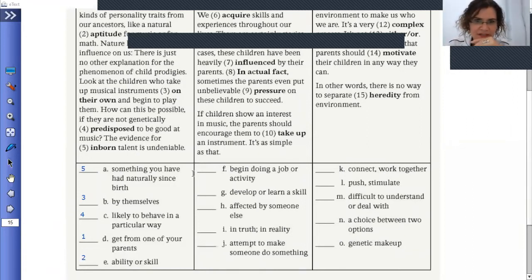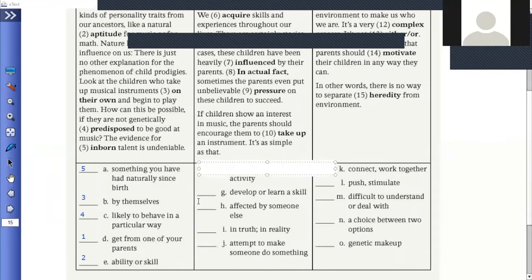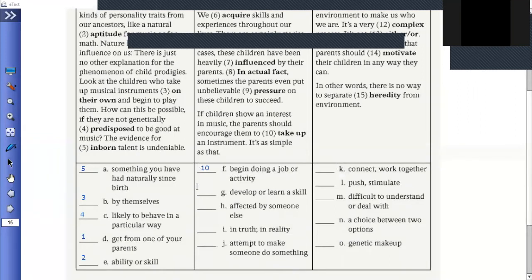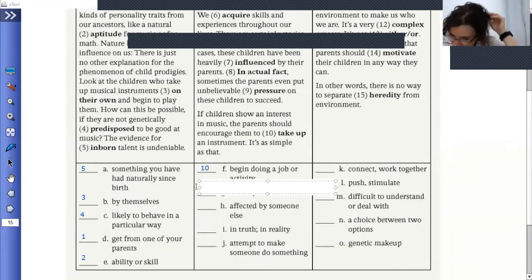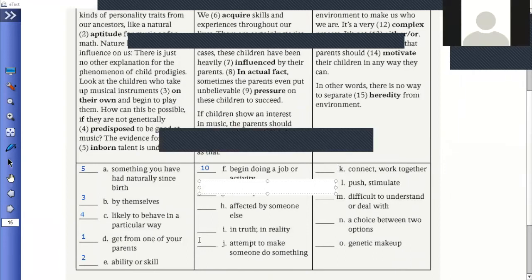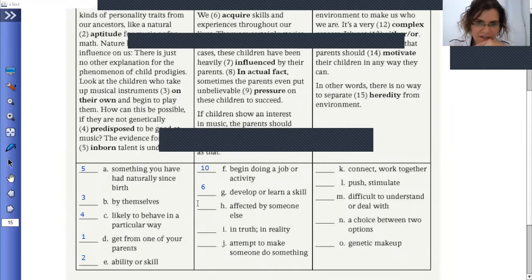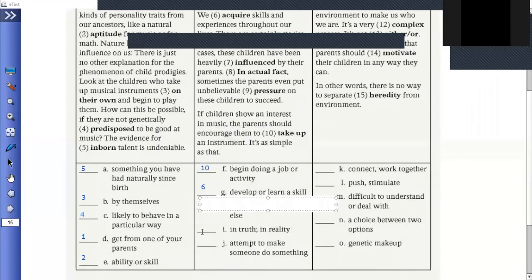Now we continue. Begin doing a job or activity. 10. Yeah. Develop or learn, so 10 is take up. Develop or learn a skill. Acquire. 6. Yeah, acquire. Very good. Affected by someone else. 7. Influence. Very good.